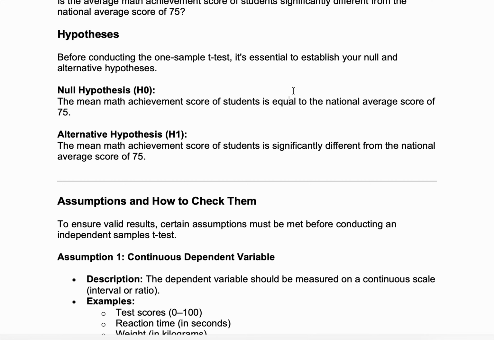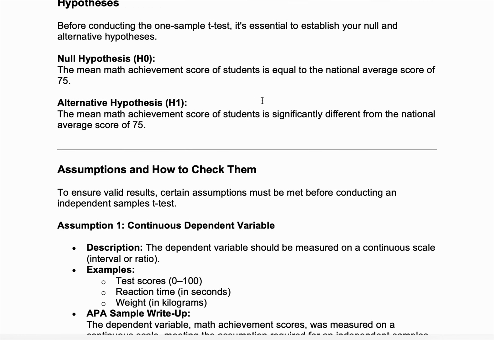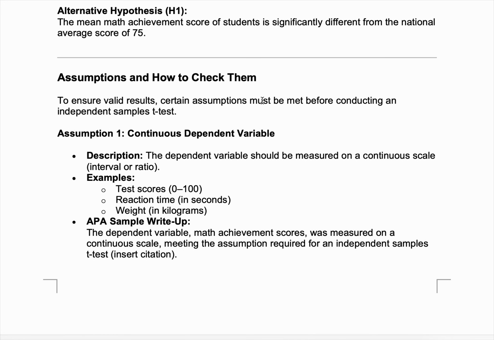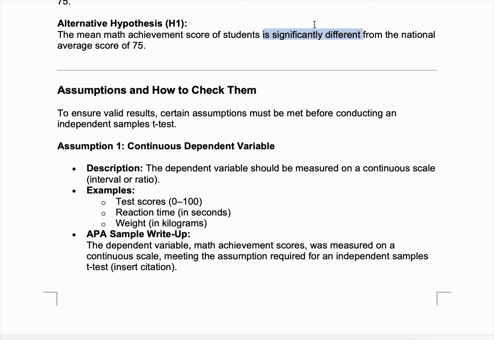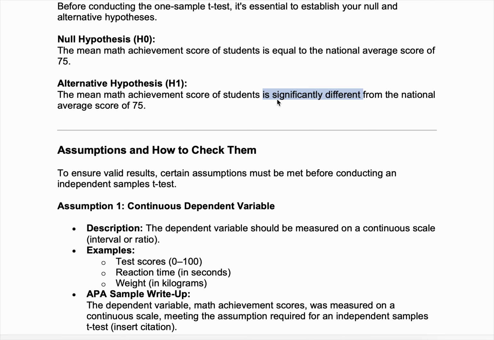So it's just a little bit different of a way of wording it, a little less formulaic, less templated, but it better represents what's being done. The mean of the math achievement score of students is equal to, would be my null. And then if you look at the alternative, I change that and I say the mean of the math achievement score of students is significantly different. So instead of is equal to, I simply replaced it with it's significantly different from the national average.